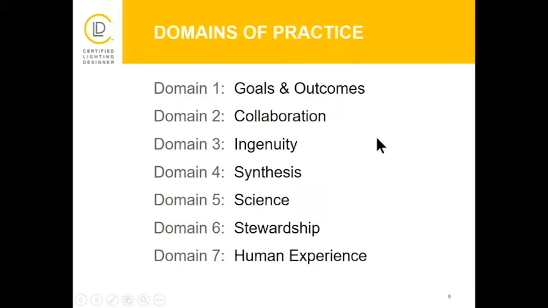And finally, the bit that matters about every lighting design is human experience. After all, lighting design is for people to enjoy. It's for people to have a better experience than they would have had if your work had not happened. So promoting human experience should be one of your key goals of any lighting design.